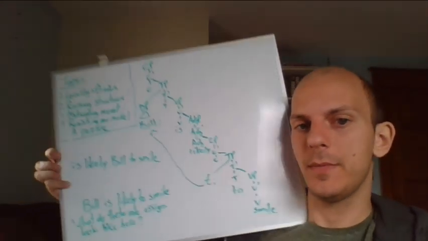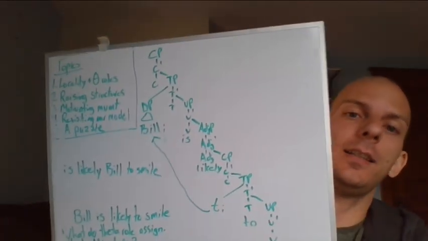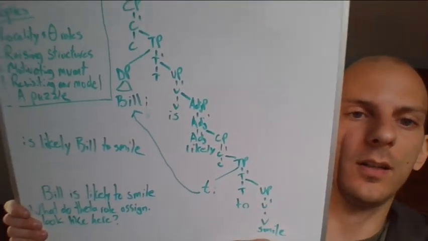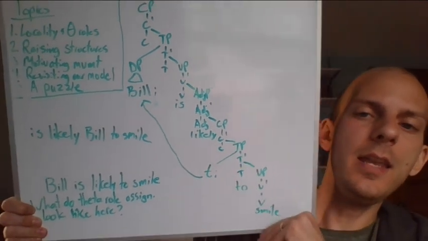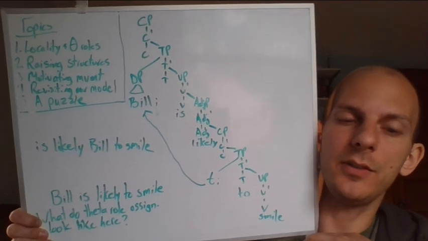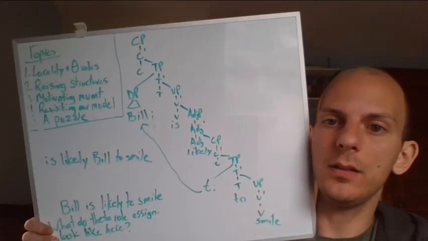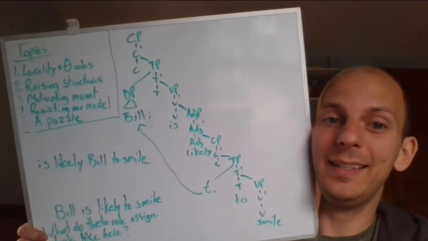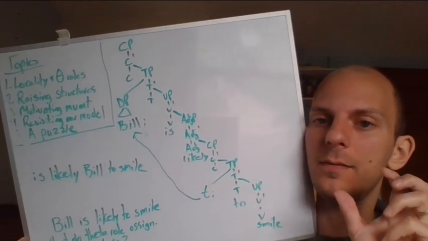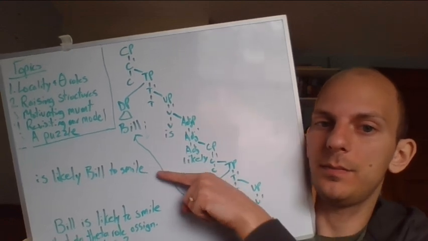In some ways here, the proof is in the pudding, right? If the EPP is violated, it leads to an ungrammatical sentence. If the EPP is violated, that comes across to us as speakers of English as an ungrammatical sentence. Exhibit A. Is likely Bill to smile violates the EPP, and it sounds ungrammatical to us. All sentences that violate the EPP should sound ungrammatical, like this one.